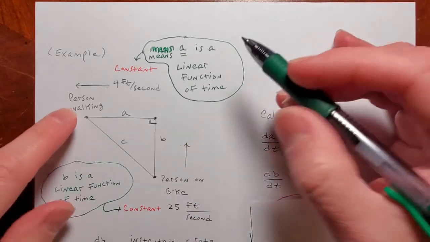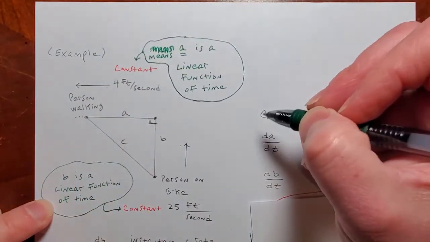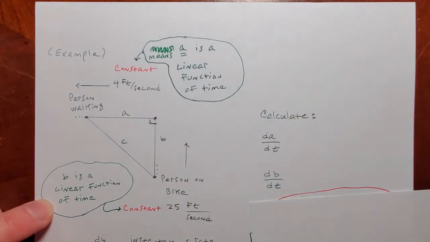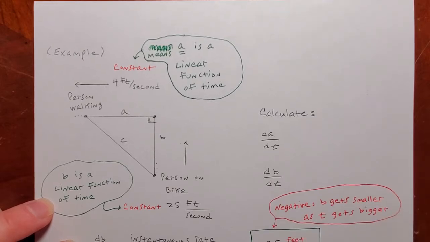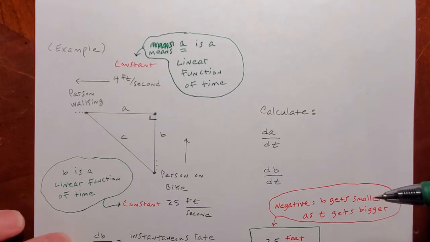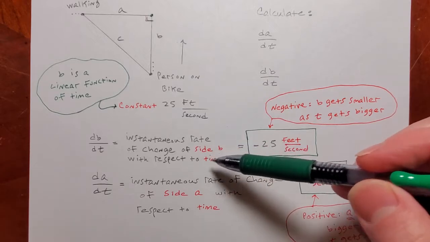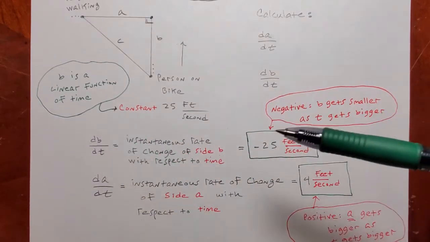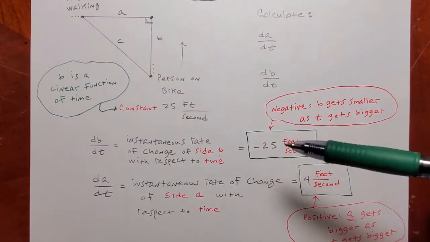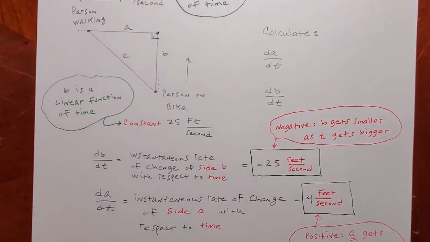So I would imagine that as the person walks, this side of the triangle, side A, gets bigger, and this side of the triangle, side B, gets smaller, okay? Now what I'd like you to do is calculate the derivatives, dA over dt and dB over dt, okay? So for that, the instantaneous rate of change of side B with respect to time, dB over dt, and the instantaneous rate of change of side A with respect to time, dA over dt, those are included in the description, okay? You don't really have to do any math.